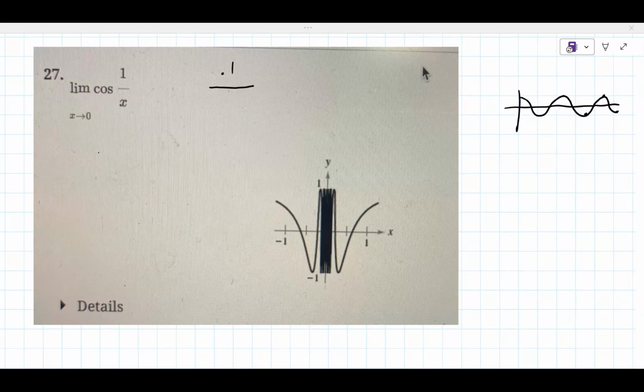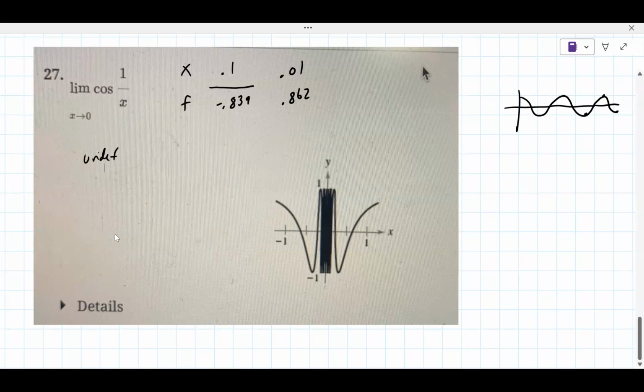All right, so let me go through this graph. When your x value is 0.1, I get minus 0.839. Now when it's 0.01, we're getting closer to zero. This time it's positive 0.862. And that's the whole point: the cosine of a number bounces back and forth, positive, negative. That's what the graph is attempting to show you here, that as you get closer to zero, it starts bouncing back and forth, back and forth. So this is undefined, or does not exist.